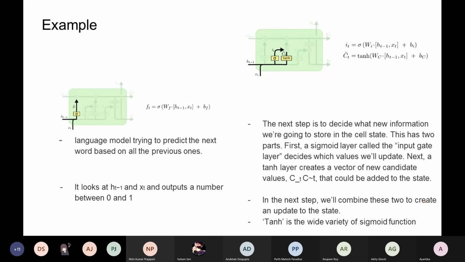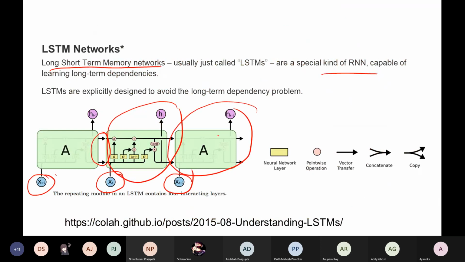So if that is clear, now the next step. When you are trying to predict the next word based on all previous ones, you have to decide which inputs you will consider and how far that will affect your next level input. If I go back here, you can see that in all these parts, this sigmoid is present.